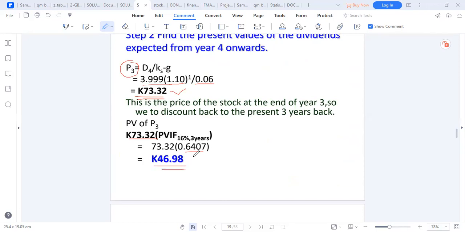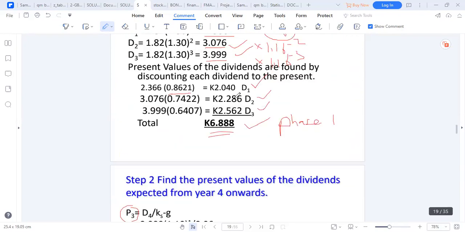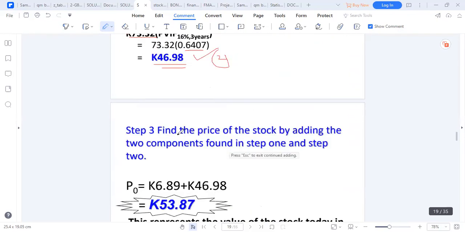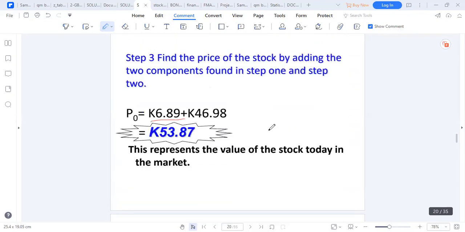Now we're going to add the value for phase 2 and the value for phase 1 to find the total value of stock, which is 6.888 and 46.98, and this will be 53.87. So this represents the value of stock today.